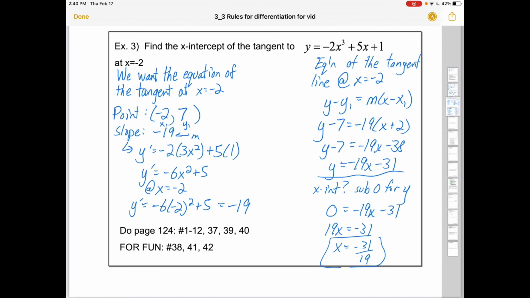So now we have quick ways of finding derivatives, which is excellent. For practice, we can take a look at page 124, the questions that are listed here. There are a few for fun ones as well.